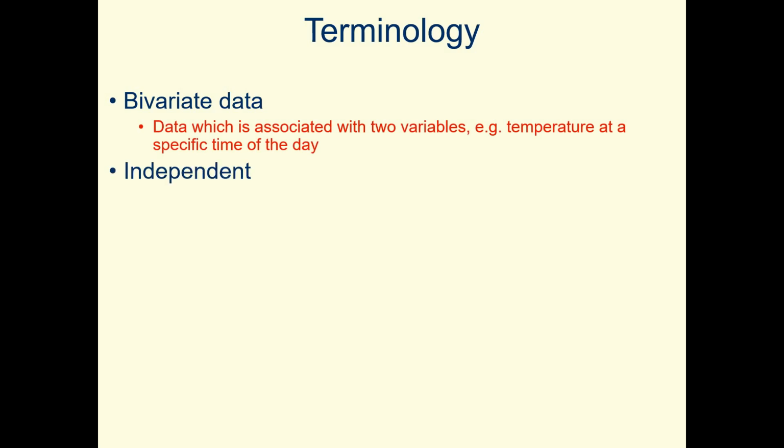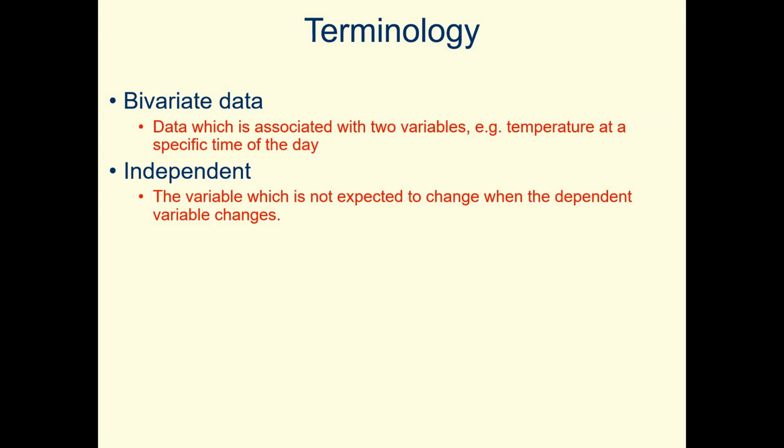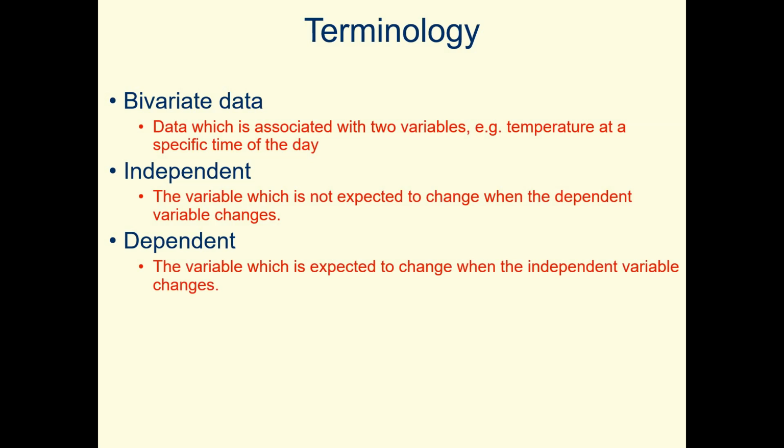And we often have an independent factor, which is a factor which will change regardless of what's happening. So time of day is a very good example here, because the time of day will always change no matter what else happens. The other factor is referred to as the dependent factor, and this is the one which is expected to change when the independent variable changes. Now these are very specific to when you have bivariate data. We can have two independent factors that we might be looking at, and we'll talk about those as we work through the video.